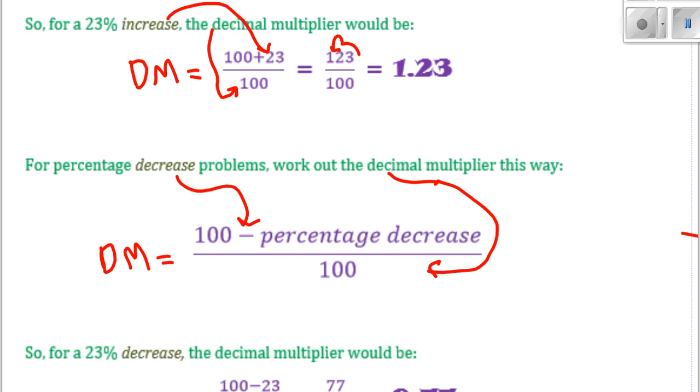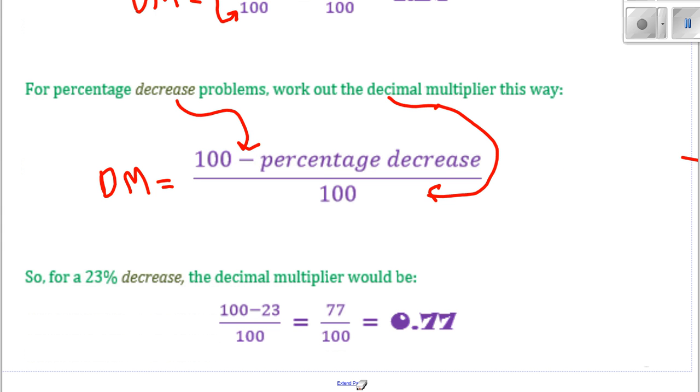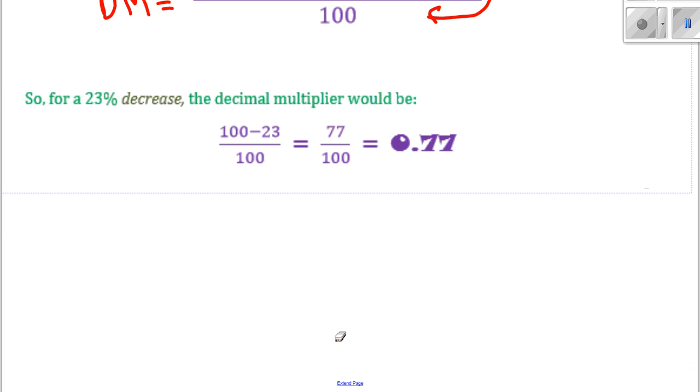So for a 23% decrease, what would it be? The decimal multiplier equals 100 minus the decrease, so it's minus. So what's 100 minus 23? 100 minus 20 is 80, and another 3 takes it down to 77. 77 divided by 100, so 0.77 is our decimal multiplier.